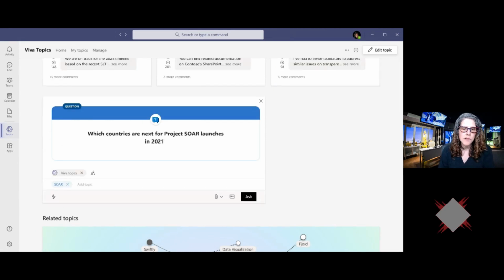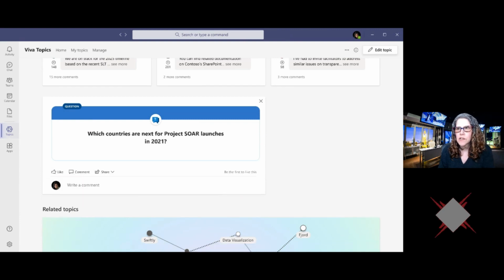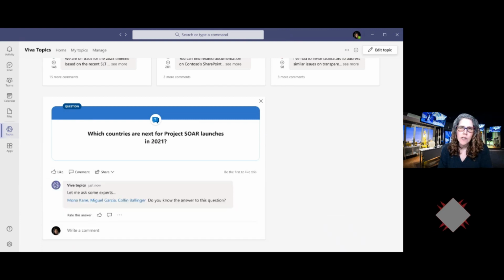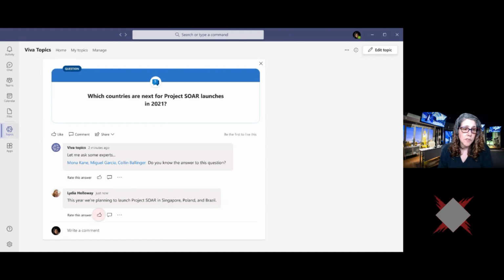It will also include Q&A. So if questions have been asked in Yammer and tagged based on that topic, they'll also be presented and you'll be able to see them and highlight them, rate them. You'll be able to identify ones that are a best answer.